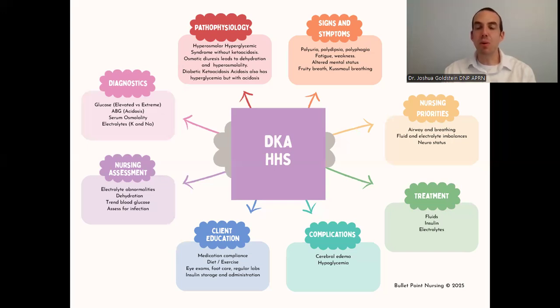The big difference here is that even though both of them are dehydrated, pathophysiologically, DKA is also missing insulin. HHS has enough insulin. DKA is diagnosed by being acidotic with positive ketones. HHS is diagnosed by not being acidotic and not having positive ketones. Both of them have a really high sugar level.